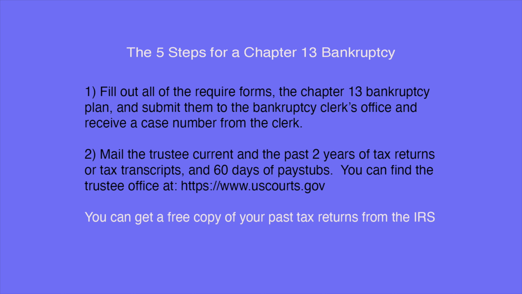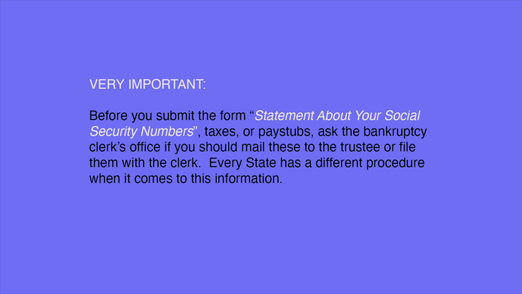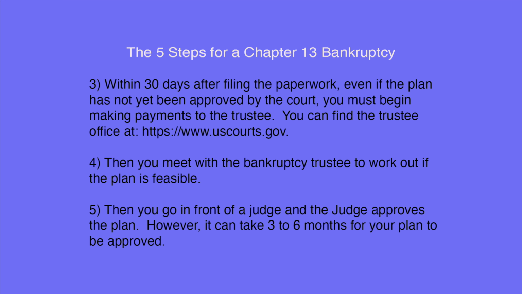You can find the trustee office at www.uscourts.gov. You can get a free copy of your past tax returns from the IRS. Very important. Before you submit the form statement about your Social Security numbers, taxes, or pay stubs, ask the bankruptcy clerk's office if you should mail these to the trustee or file them with the clerk. Every state has a different procedure when it comes to this information.